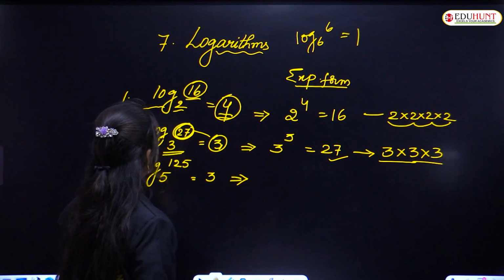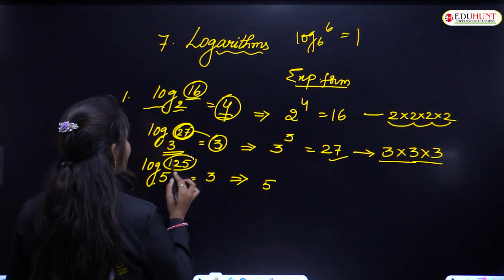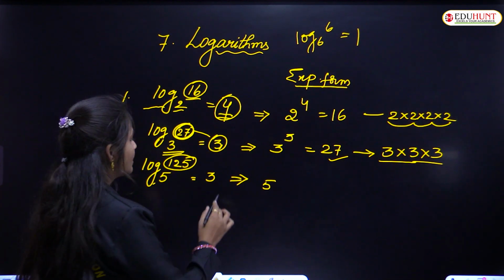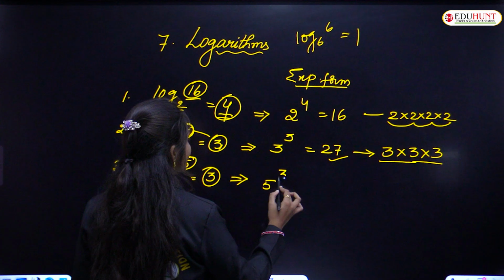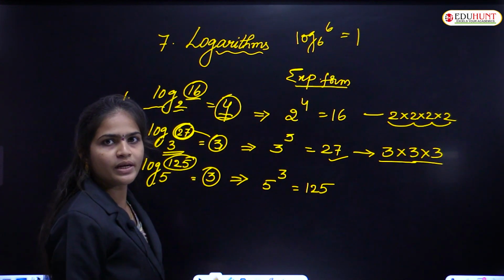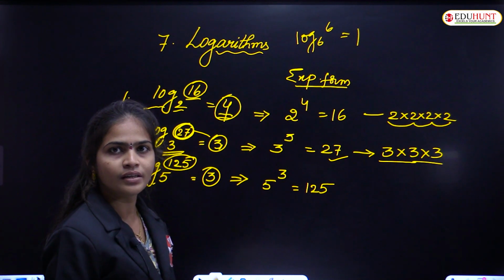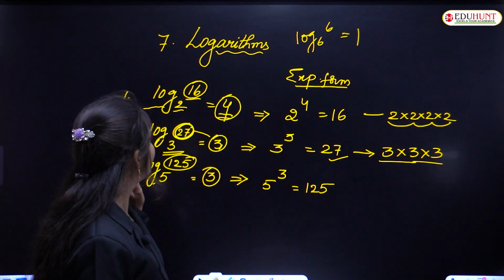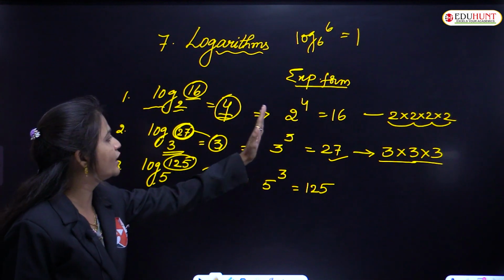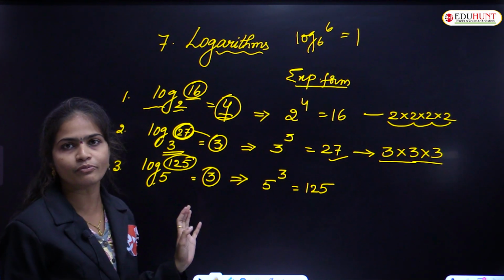Next, here it is. Again the base is 5. At the place of 125, what number do we have to write? 3. So 5 cube is equal to 125. 5 5s are 25, 25 5s are 125. Am I clear? So this is the way to convert logarithmic form into exponential form, and then we will discuss exponential form into logarithmic form also.